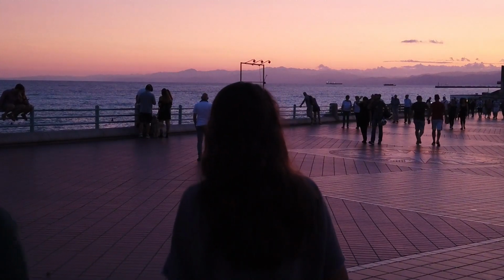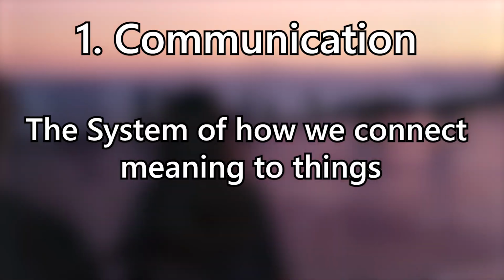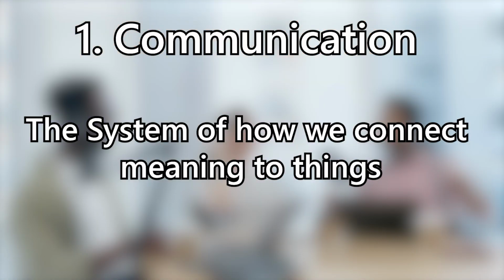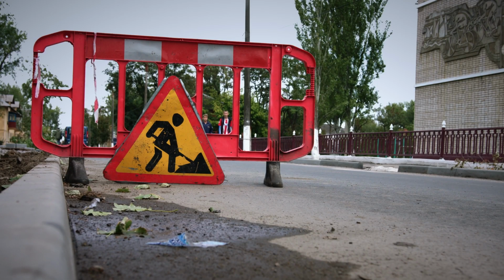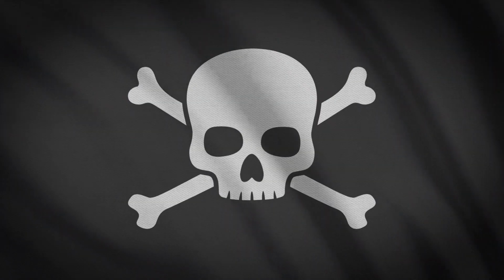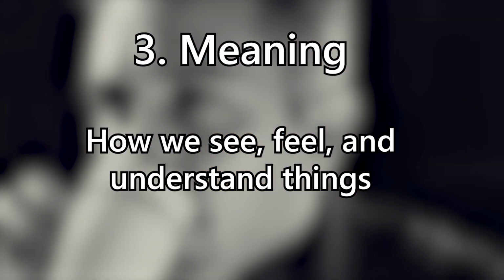The first part of symbolic interactionism I want to focus on is communication, which is the foundation and/or system for how we connect meaning to things. Symbols, something we use to represent another thing, whether that be signs or books, movies, really anything that you see can be a symbol. The third part of symbolic interactionism is meaning, how we feel, see, and understand things.